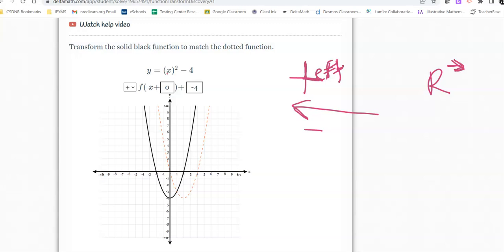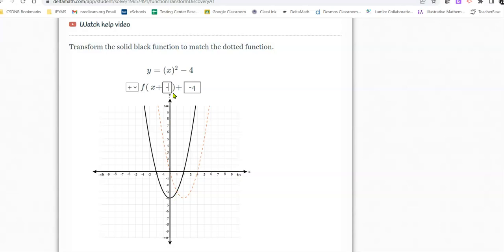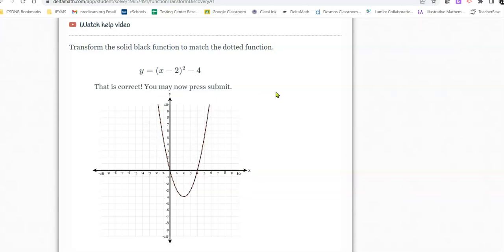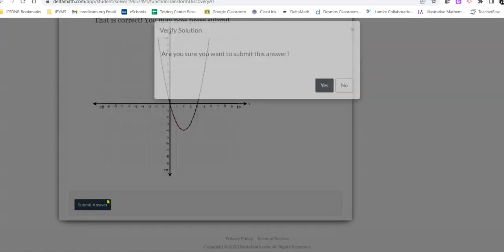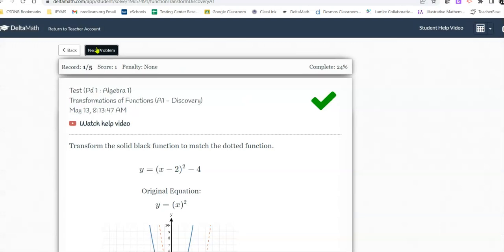So moves to the left have a plus sign. So if I am moving to the right, I need a minus sign here. So 2 spaces right would be minus 2, and once I click away, this shift will happen, and now I can click submit. Let's try another one.